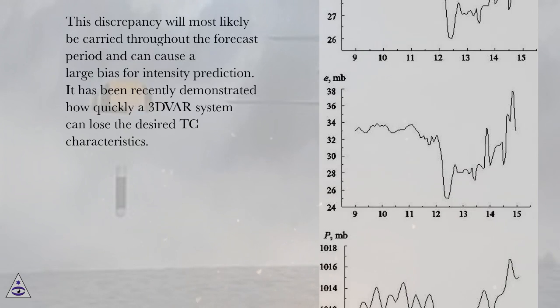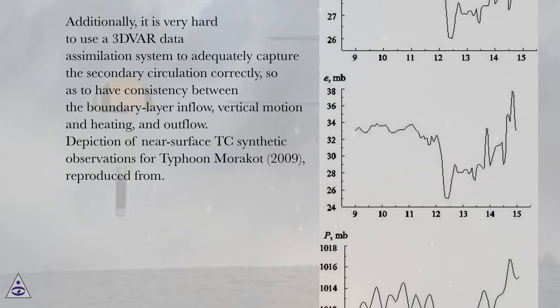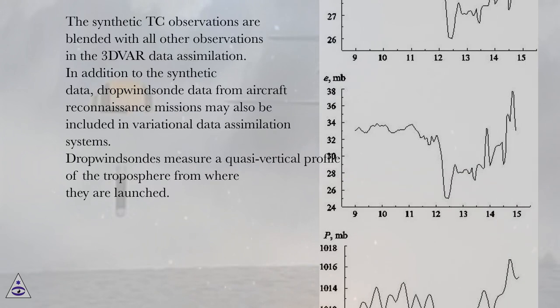It has been recently demonstrated how quickly a 3VAR system can lose the desired TC characteristics. Additionally, it is very hard to use a 3VAR data assimilation system to adequately capture the secondary circulation correctly, so as to have consistency between the boundary layer inflow, vertical motion and heating, and outflow. Depiction of near-surface TC synthetic observations for Typhoon Morakot, 2009. The synthetic TC observations are blended with all other observations in the 3VAR data assimilation.